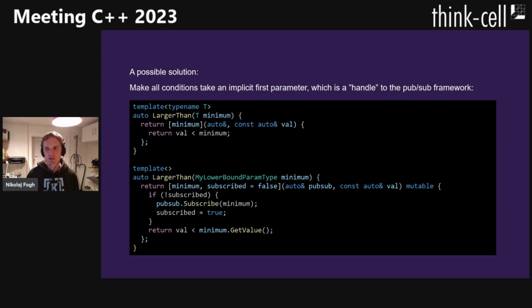I thought about maybe you can do some SFINAE template trickery to try to call without the implicit parameter and otherwise call with the implicit parameter, and it will all just work. But I'm not sure that's a good way to do it. That's still work in progress.